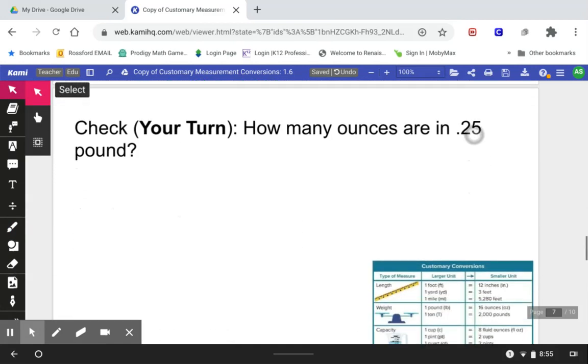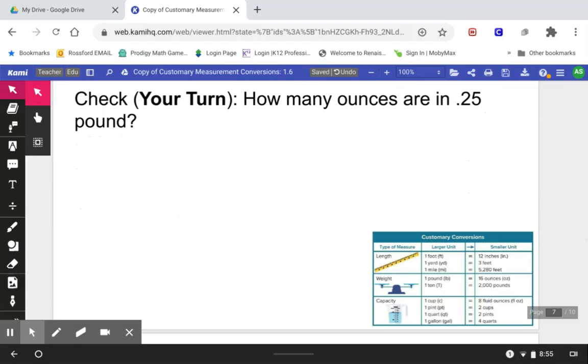All right, now I would like you to try. How many ounces are in 25 hundredths of a pound? You can try either method, whichever one you feel comfortable with.